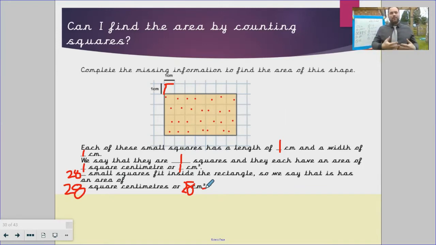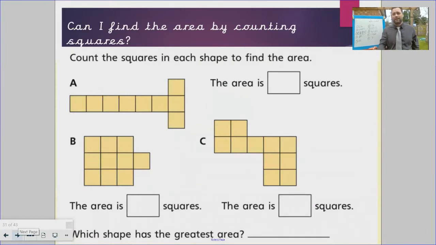When we look at area now, we are looking at the number of squares that are inside our shape. It depends on how big each square is, how big the measurement we're measuring is. If this picture said that each square represents a meter, it would be a meter squared. But let's keep it safe for now and look at centimeters. Let's have a look at our next one here.